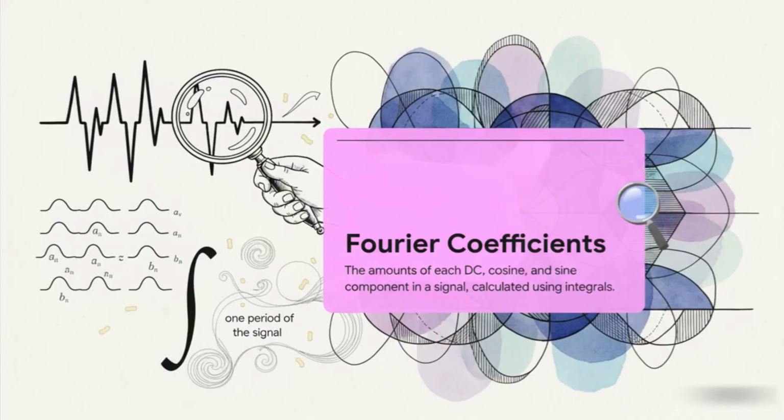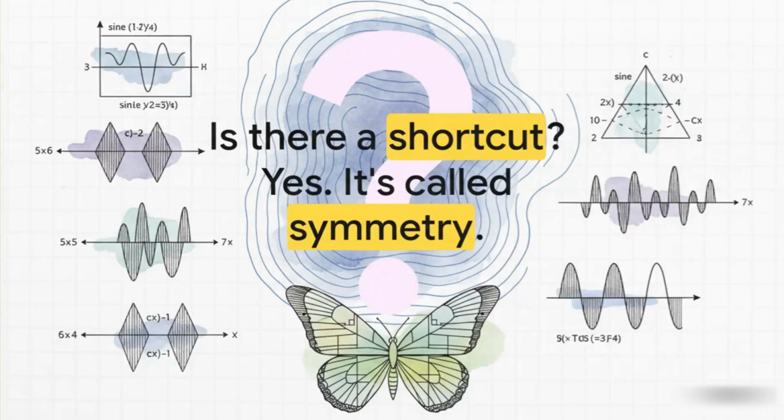Well, the answer is something called the Fourier coefficients. These are the actual numbers. We call them A sub 0 for the DC part, A sub n for all the cosine bits, and B sub n for the sine bits that tell us the exact amplitude of each ingredient in our recipe. Now, the way you find them involves calculus, specifically integrals. And I'm not going to lie, it can be a lot of tedious work. So, of course, the next question is, is there an easier way? Is there a shortcut?